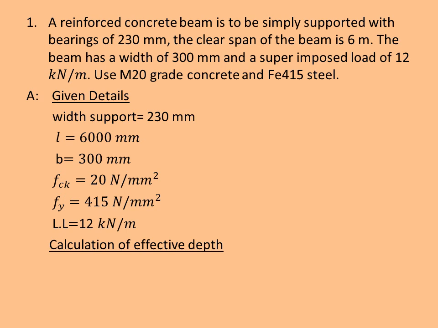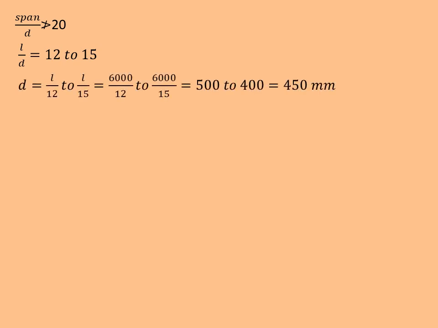Next we check the calculation of effective span. The clear span is given to us. Now we have to check the depth. When we calculate the steps of a beam, the first thing we write is the given details, then next we plan the value of the depth. So for simply supported beams, span by D is less than 20.